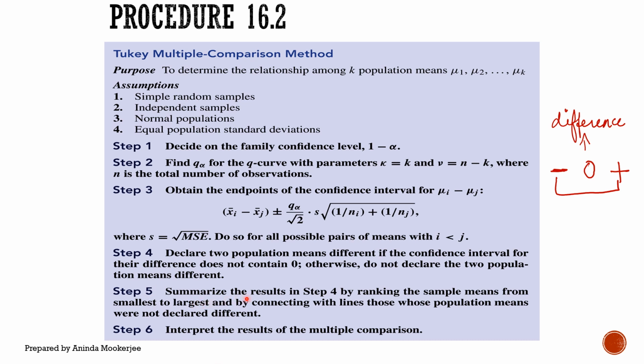And then step five is to summarize the results in step four by ranking the sample means from smallest to largest and by connecting with lines those whose population means were not declared different, and finally interpret the results of the multiple comparison. So what I'm going to do in the next few slides is to show you the results of the confidence intervals for all the different regions, and then we will decide which of them are equal or different.